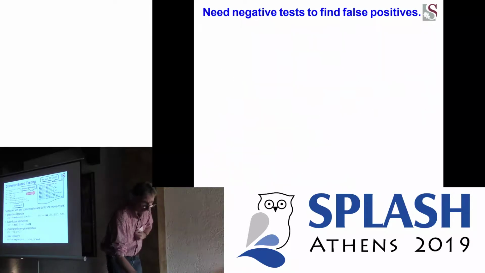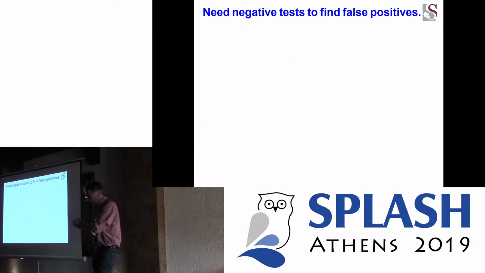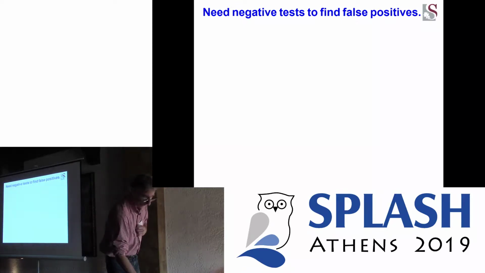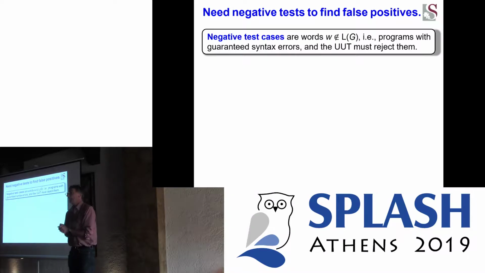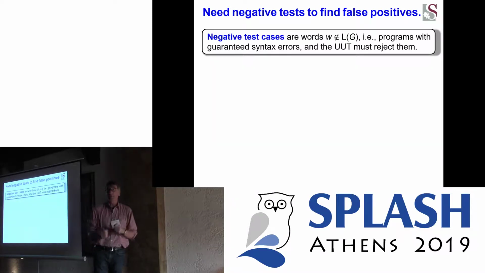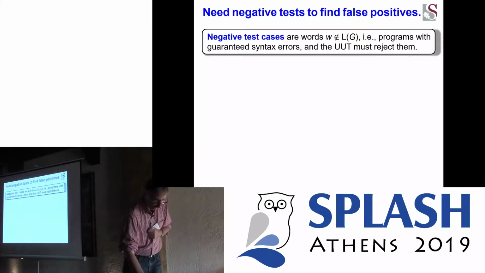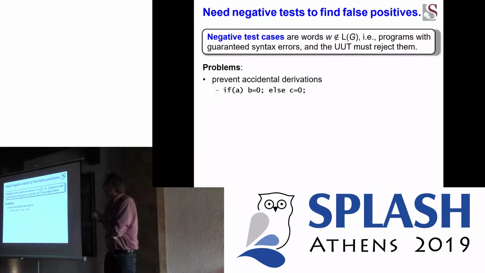So the point is that we really need negative tests to find out false positives, right? So what's a negative test? Well, that's just a word that's not in the grammar, a sequence of tokens that is guaranteed to produce a syntax error, and the unit under test must reject it. Right? There are a few problems, though.